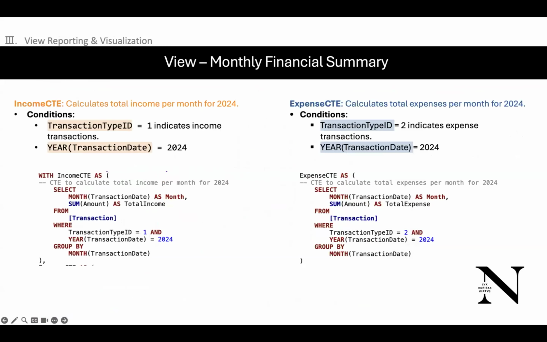Next, please. To calculate data, we utilize 2 common table expressions, income CTE and expense CTE. They calculate total income or expenses per month by selecting transactions with transaction type ID equals to 1 or 2 for the year 2024. Sorry. Next, please.